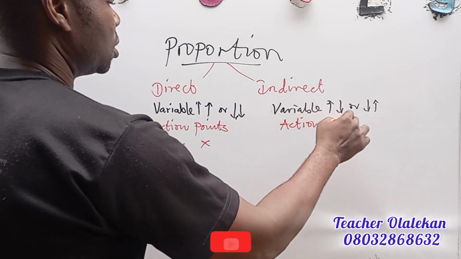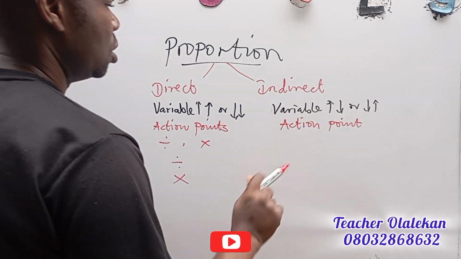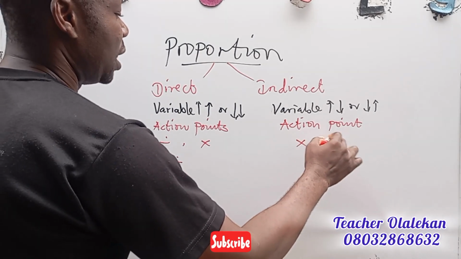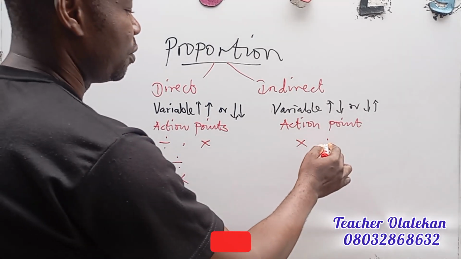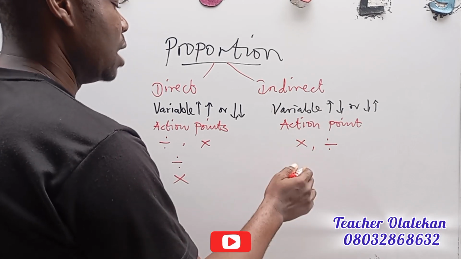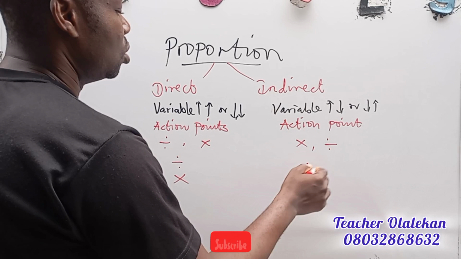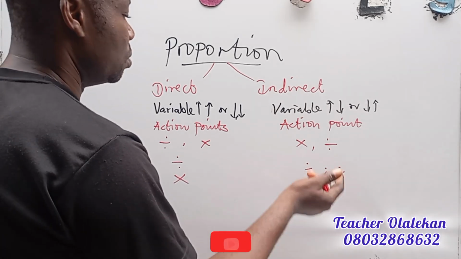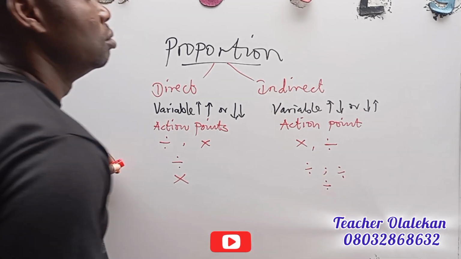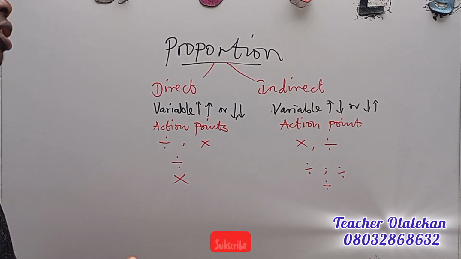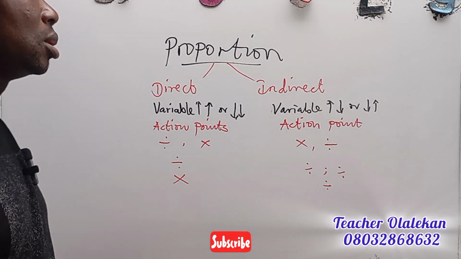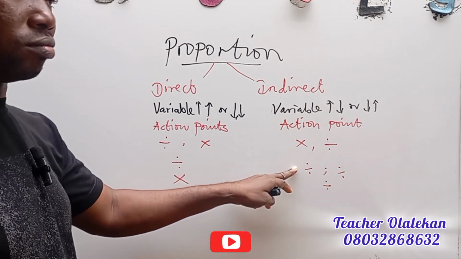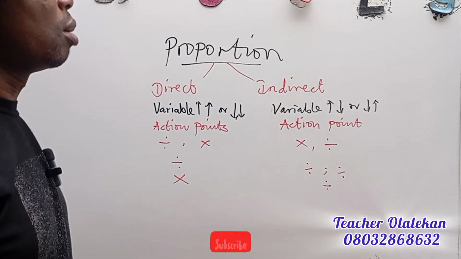The action points in indirect proportion: most times you multiply first and you divide next. You multiply first and you divide next. In some cases, you may need to just do double division. And in some cases, you may just divide alone. So this is common for indirect proportion, and this is a little bit common.